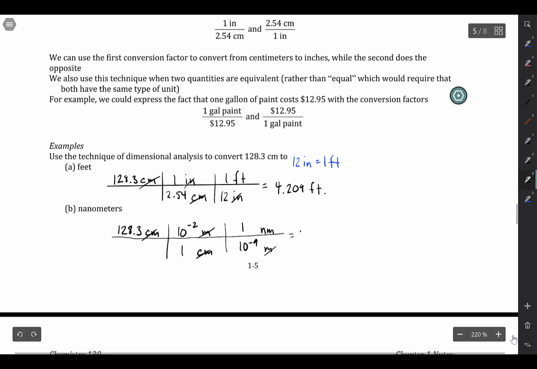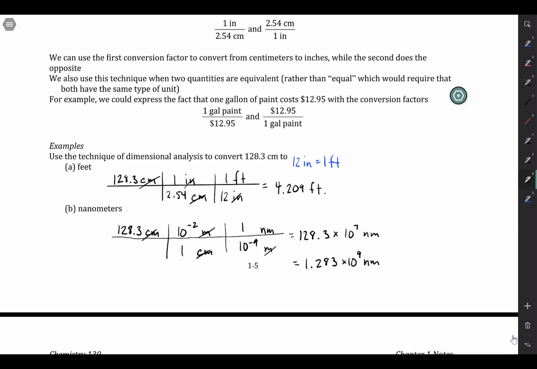So after simplifying, this would be 128.3 times 10 to the minus 2 over 10 to the minus 9, a division. So we subtract. Negative 2 minus negative 9 is the same thing as negative 2 plus 9, which would be 7. So 10 to the 7 nanometers, which is the correct value, but it's not in proper scientific notation. So let's go ahead and get it to that. It would be 1.283 times 10 to the 9th nanometers.